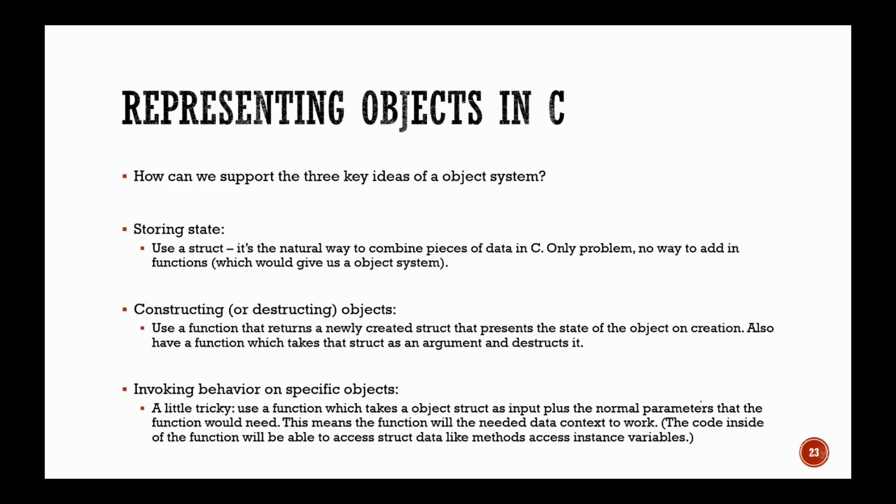All right, so that's what we need. We have our three different techniques here: we want to be able to store data, or store state, construct or destruct objects, and invoke behavior. Those are the three things we need. So we have some ideas here. This is what we need to move forward with objects in C.